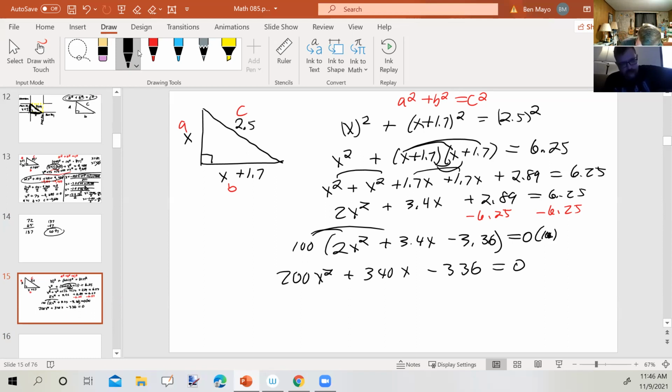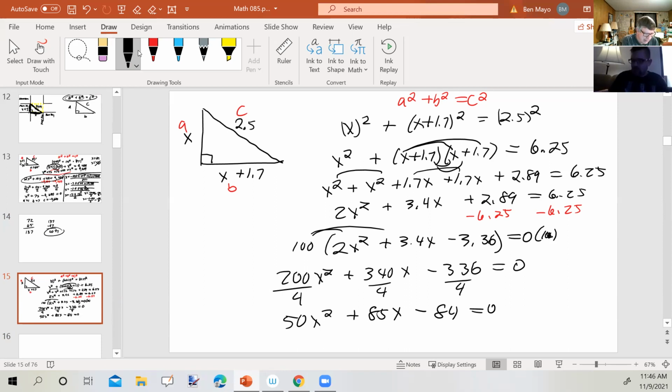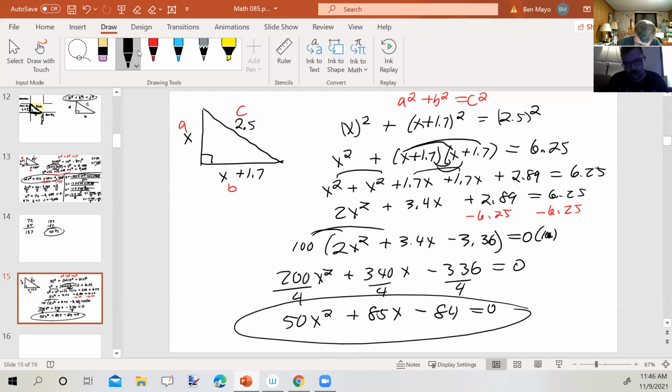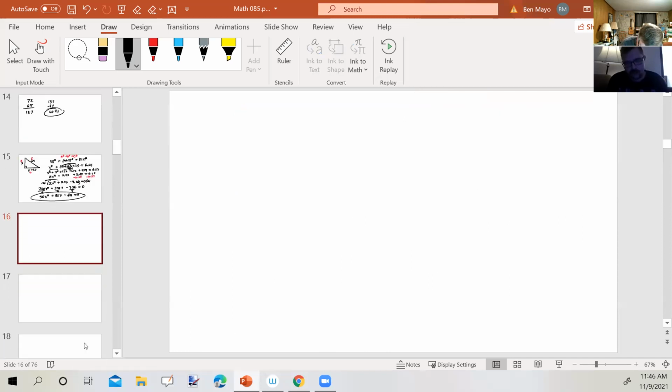And now I could reduce it down. I could take a 4 out of everything. And again, you don't have to. It just makes the numbers nicer to work with. 50x squared plus, let's see, 340 divided by 4 is 85x. And then 336 divided by 4 is 84 equals 0. Okay, so all that is to get a quadratic equation in standard form, and it's no decimals, no fractions, reduced down. I'm going to take that and go to the next page. Let's see, 50, 85, 84. 50x squared plus 85x minus 84 equals 0.